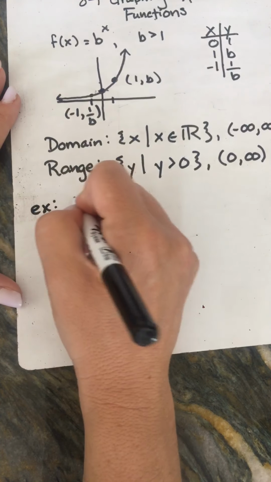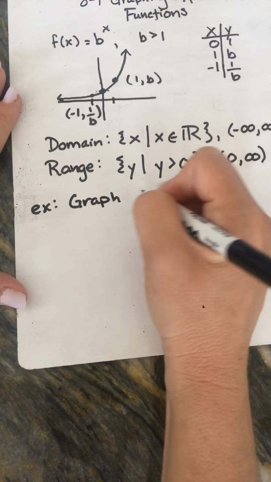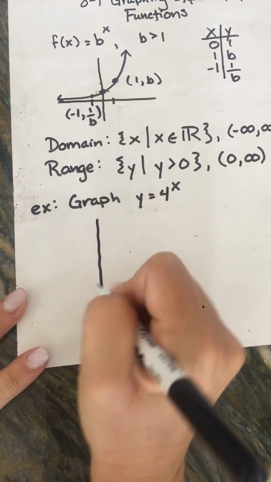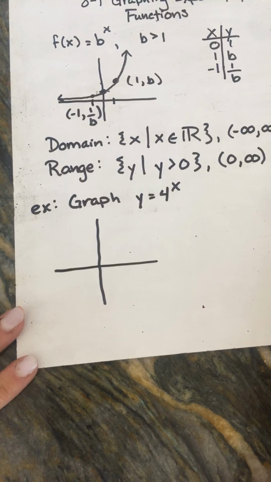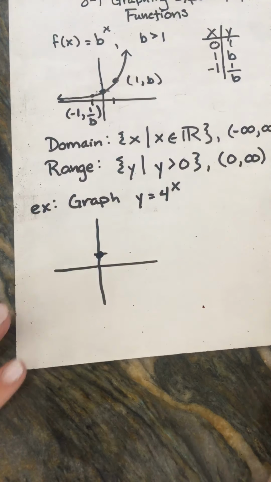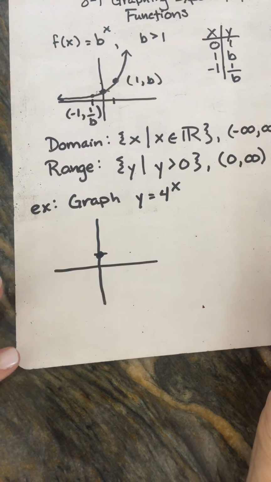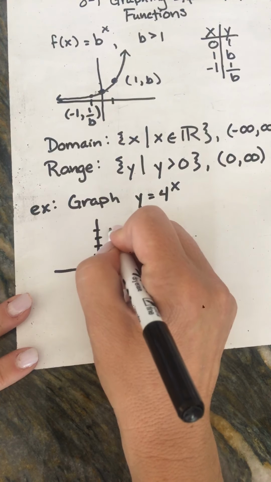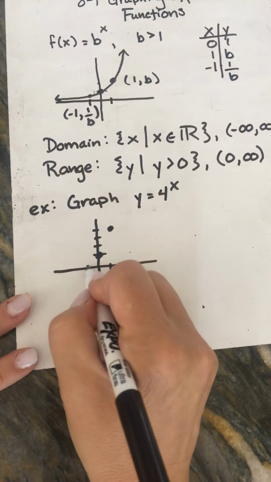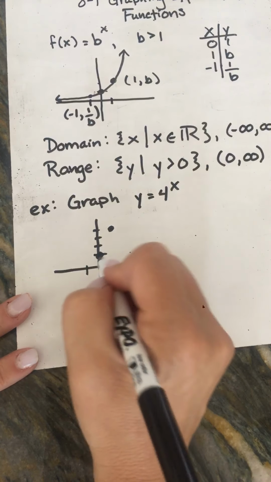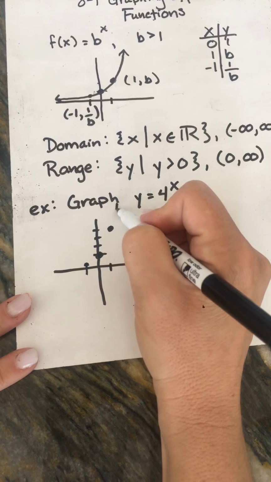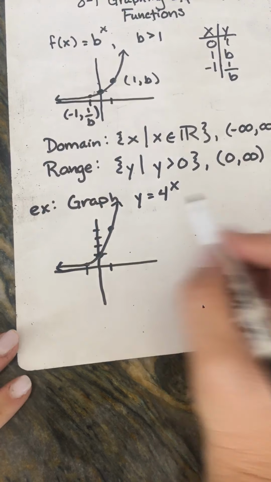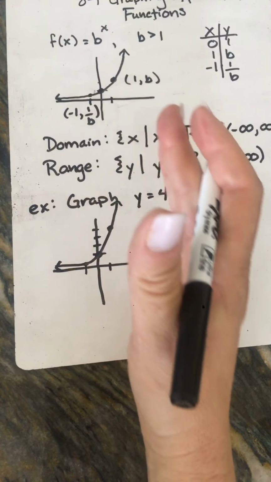So let's do an example. Let's graph y equals 4 to the x power. Alrighty, so here's our coordinate plane. If I plug in 0, I go to 1, so I know it's going to go through there. If I plug in 1, it goes to 1, b. Well, the value of b is 4, so over 1, up 4. And if I go to negative 1, my y value is 1/4, so way down here. So that's what that exponential function looks like. So the larger that b is, the skinnier it gets. It goes up faster.